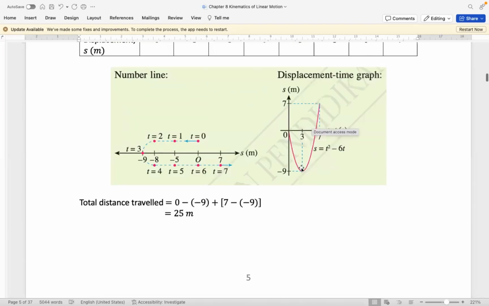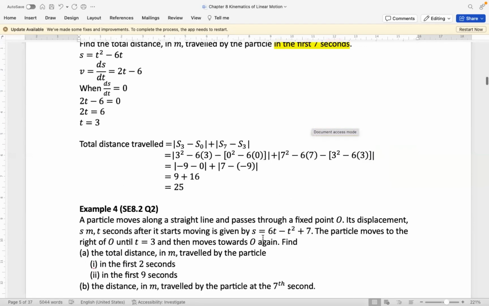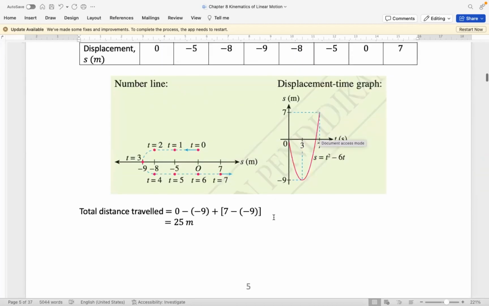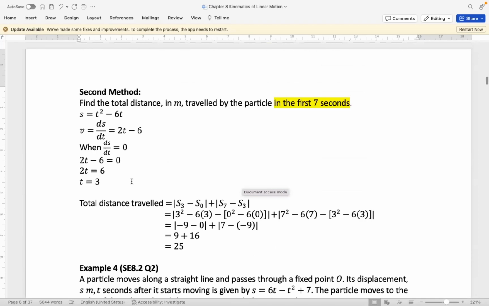Okay, it's something like this, similar to the graph. This is when t equals to 3, the answer for displacement. So this is s3, and this is s0. So you are doing s3 minus s0 also. And this is s7, and this is s3. So here you are actually also doing s7 minus s3. Okay, so we do this because for this method, we are not going to draw the graph. So by identifying the time when the particle changes direction, we can separate the working to become like this.